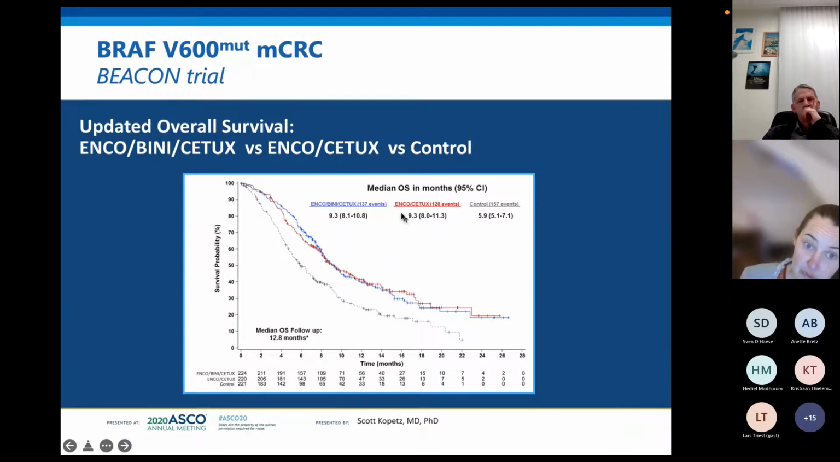The trial was not powered to evaluate the difference between the doublet and the triplet, but the lines completely overlap. And both second and third line patients were included. So some of the control arm patients had already received irinotecan before, so were actually already irinotecan resistant. So this makes the control arm a bit poorer than if it was a true second line trial.